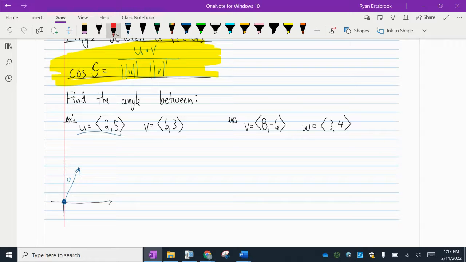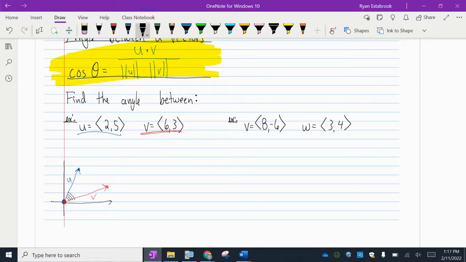Then we also have vector v, which is <6, 3>. We're going to start at the exact same spot. From here, go right 6, go up 3. There's vector v. The goal is to find the angle in between these two vectors. I want to find that angle that I just marked off right here.